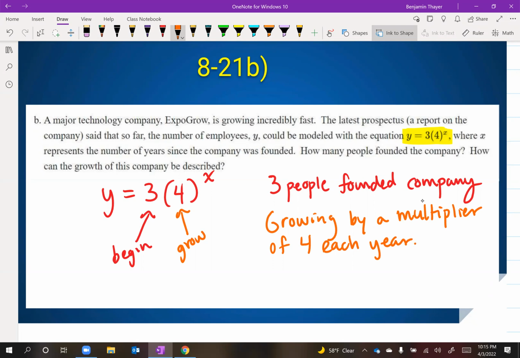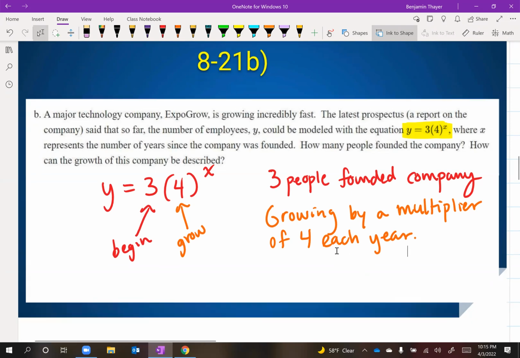So remember those basics when looking at an equation. That first number is your y-intercept. It's where you start. And that second number, that's your multiplier. It's how you're growing or decaying. All right, now some opportunity to try some of these on your own. Let's go take a look at the next example.